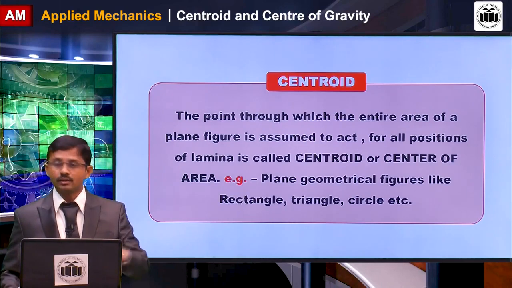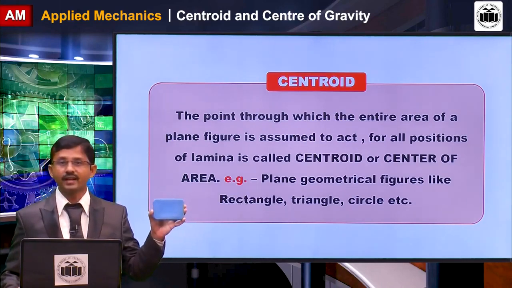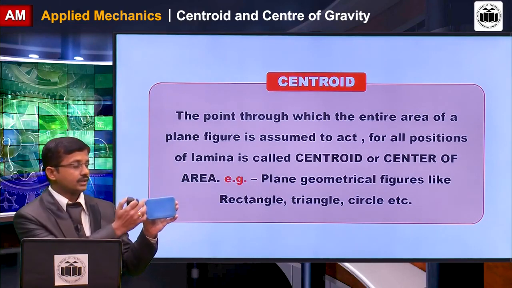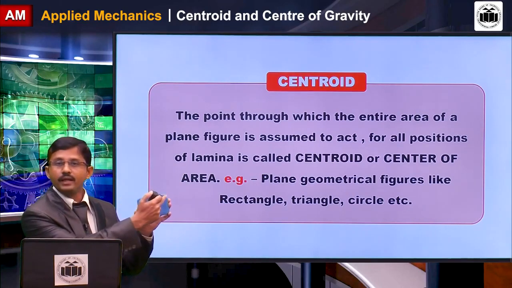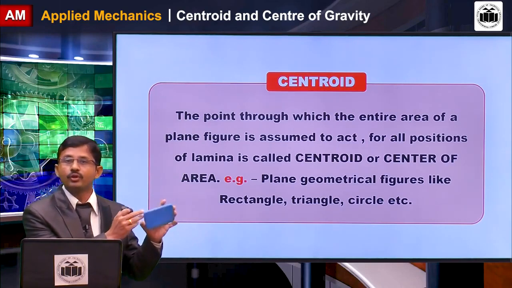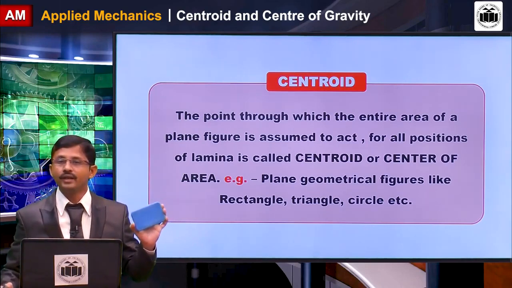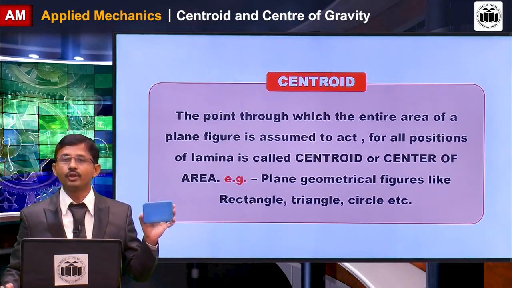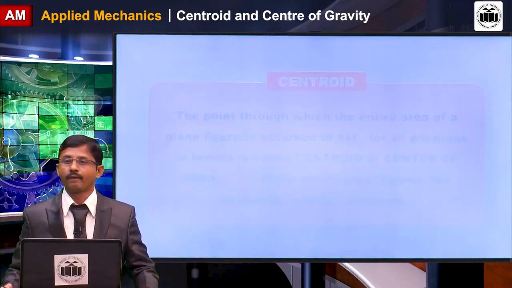So if you take a plane lamina, this is a rectangle, a plane lamina. Why is it called a plane lamina? Because it has two dimensions, B and D, and the thickness is very negligible. So the weight of this particular rectangle is negligible. Hence we have to find the centroid of this particular rectangle.